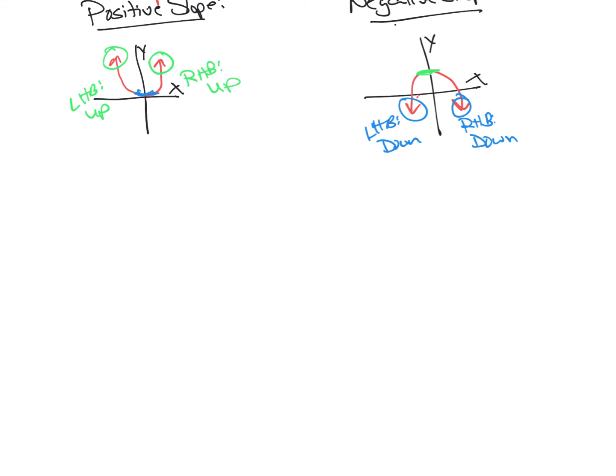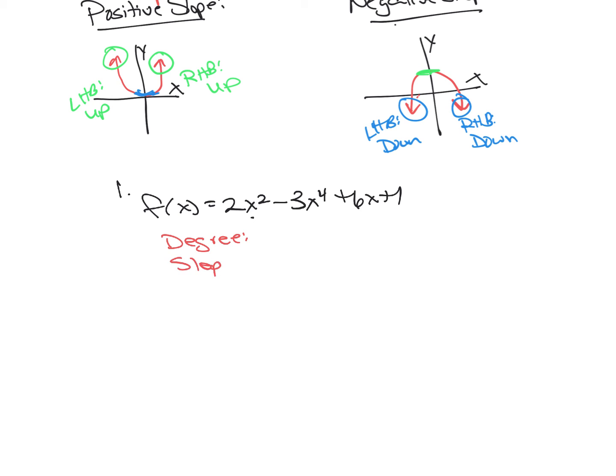And I'm going to look at example 1 on page 79. So we have this f of x equals 2x squared minus 3x to the power of 4 plus 6x plus 1. So we're going to write our degree. We're going to state what our slope is. We are going to sketch out a graph. We're going to say left hand behavior, right hand behavior.